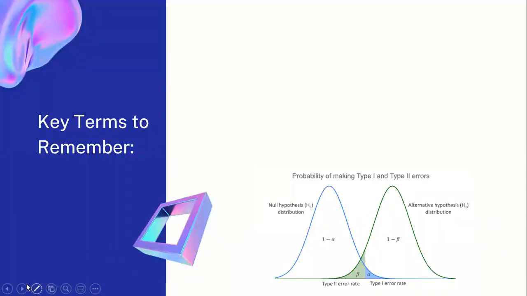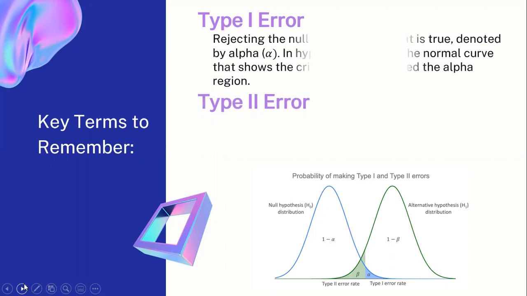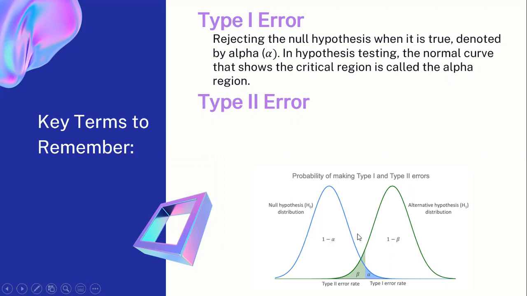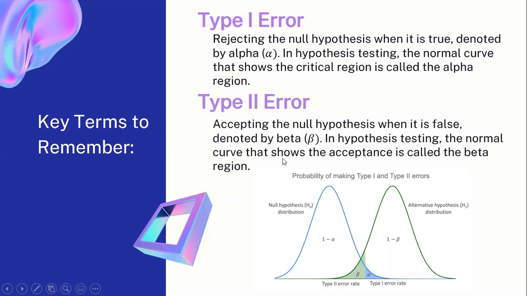So I hope none. Okay, so next terms, we have the type 1 error and the type 2 error. So what's the difference between type 1 and type 2 error? When we say type 1 error, that is rejecting the null hypothesis when it is true, with probability denoted by alpha. In hypothesis testing, the normal curve that shows the critical region is called the alpha region. So look at this one. This is the alpha region, while when we say type 2 error, that's the beta error, and that is accepting the null hypothesis when in fact it is false.